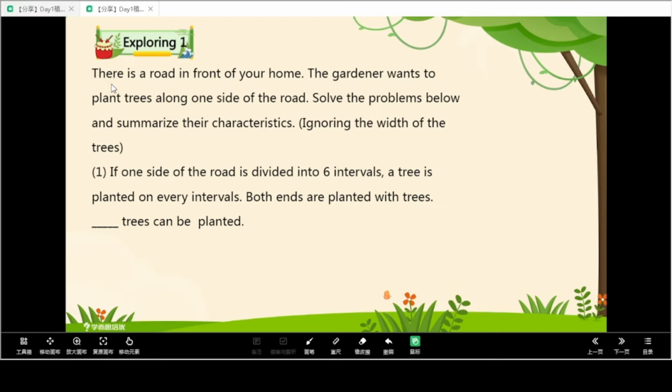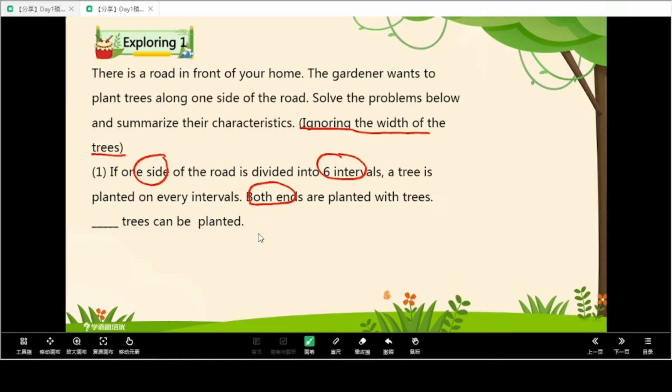Exploring 1. There is a road in front of your home and the gardener wants to plant trees along one side of the road. Solve the problems below and summarize their characteristics. The question tells us to ignore the width of the trees because it makes our calculation simpler. If one side of the road is divided into 6 intervals, a tree is planted on every interval, and both ends are planted with trees, how many trees can be planted?